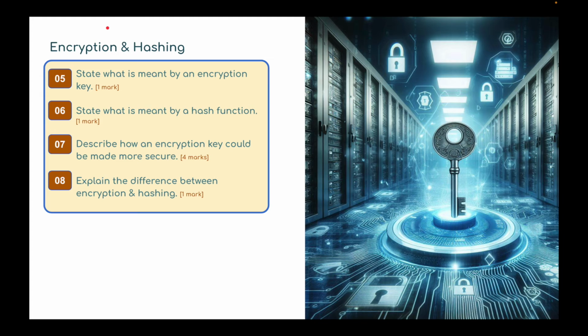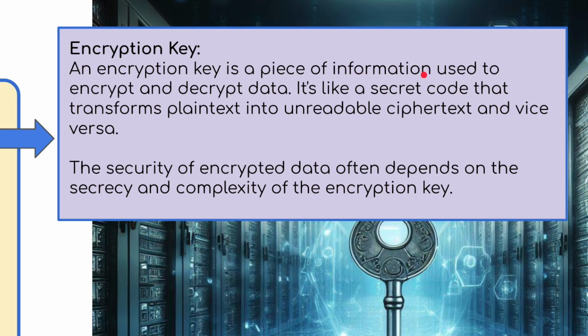Okay, we move on to encryption and hashing, and in particular encryption keys. Here we go. So state what is meant by an encryption key. Well, an encryption key is a piece of information used to encrypt and decrypt data. It's like a secret code that transforms plain text into ciphertext and vice versa. The security of encrypted data often depends on the secrecy and complexity of the encryption key.